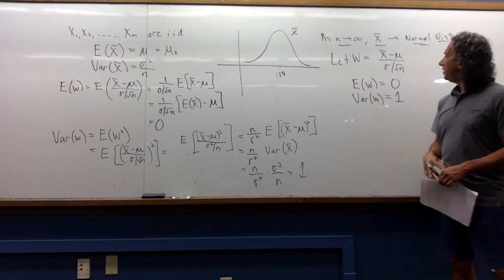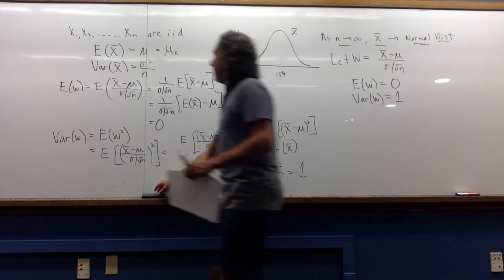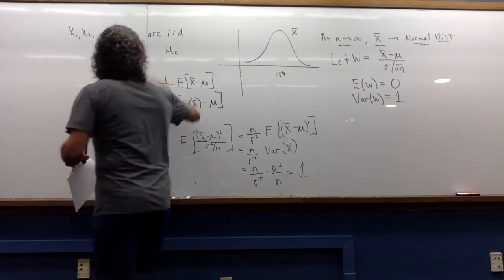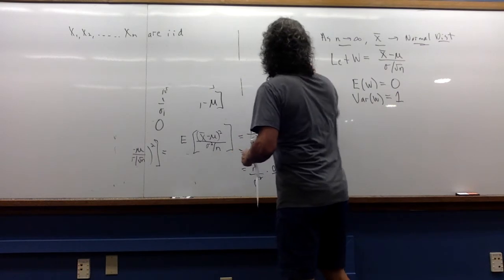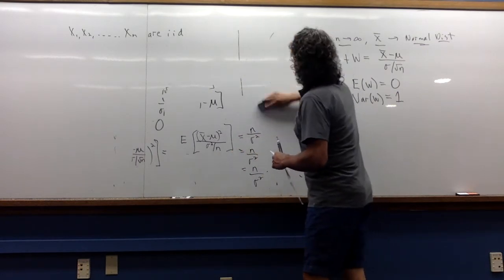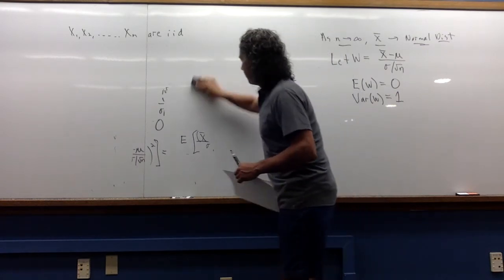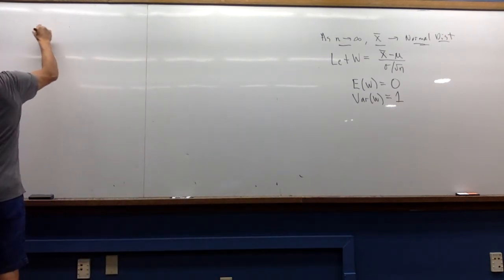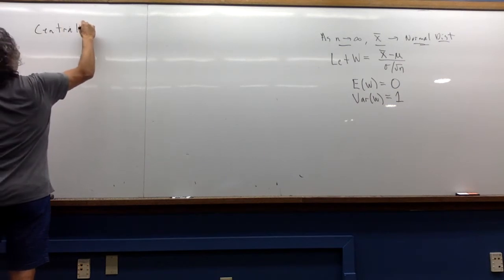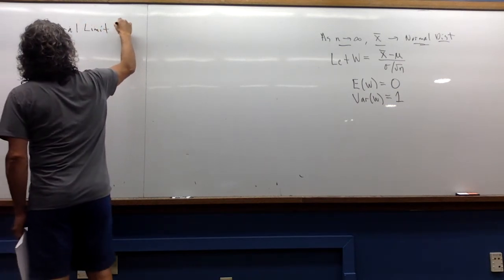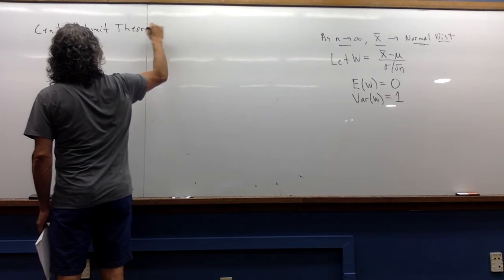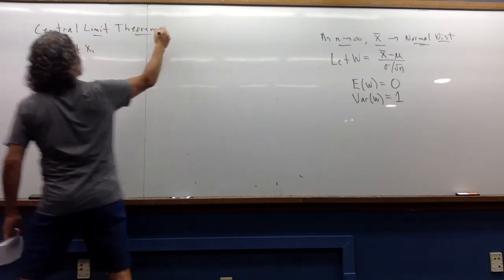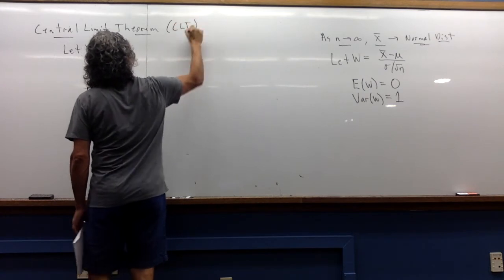That's kind of cool. Okay, so why am I introducing this? Well, we are now ready to state the central limit theorem. We have all of the pieces that we'll need. I'll write all the pieces down, and we'll see if you can come up with the punchline. So this is the central limit theorem, also known as the CLT.